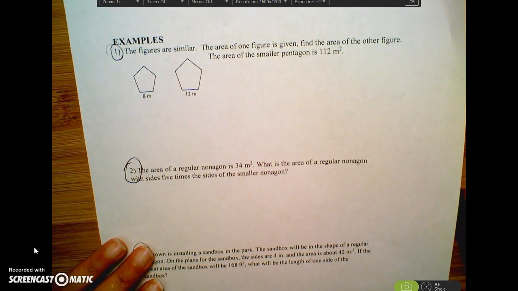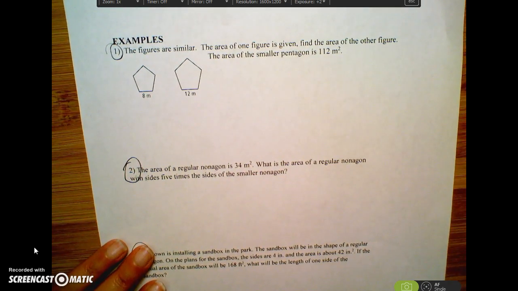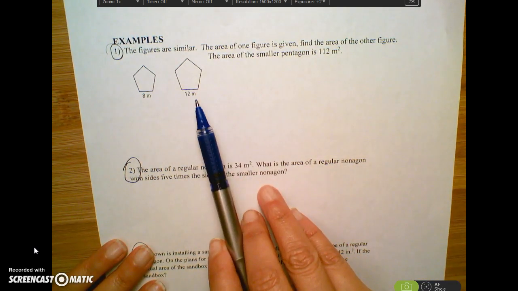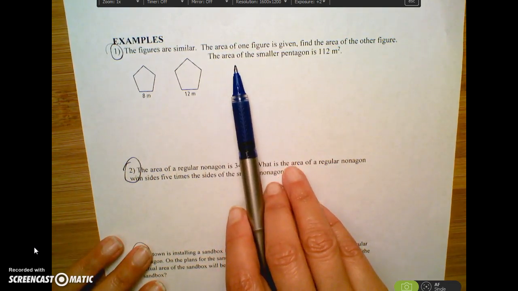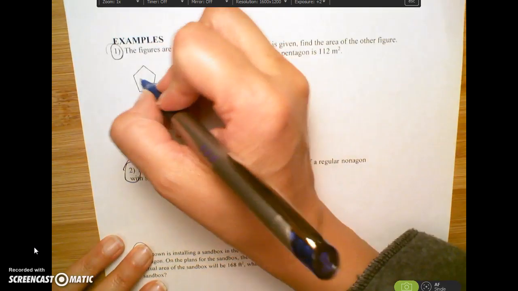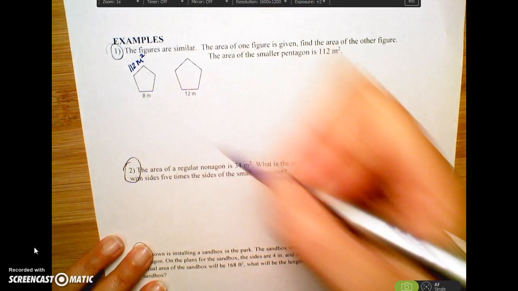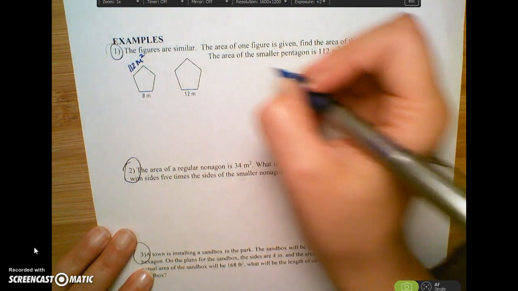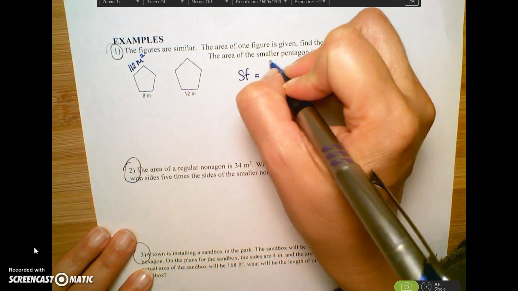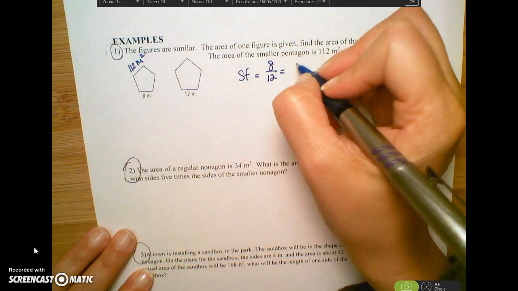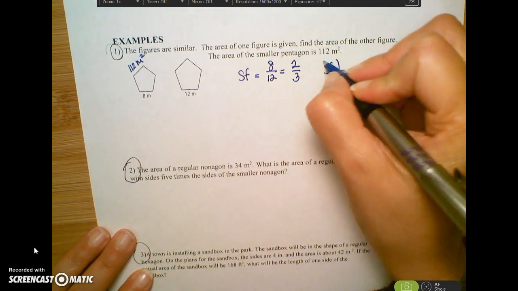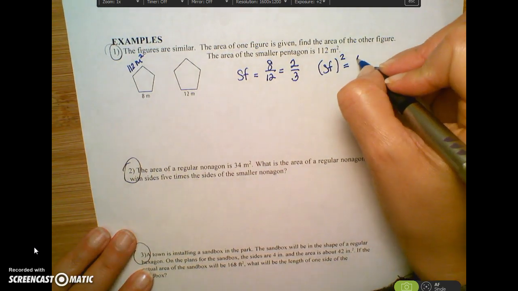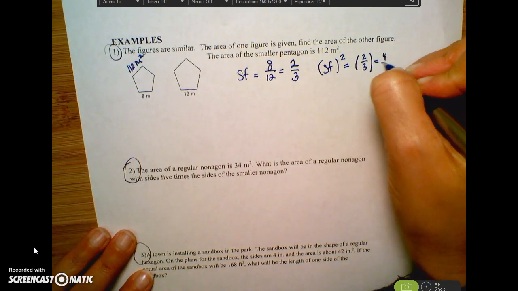Okay, on page 2, first example, we have these two figures, pentagons, that are similar to each other. The area of one of them is given, and we're looking for the area. So this is just like the previous example. The smaller pentagon is 112 square meters. And so once again, we're going to go ahead and find scale factor by reducing a ratio of sides, which should become 2 to 3. The question is about area, so I'm going to square my scale factor and end up with 4 to 9.